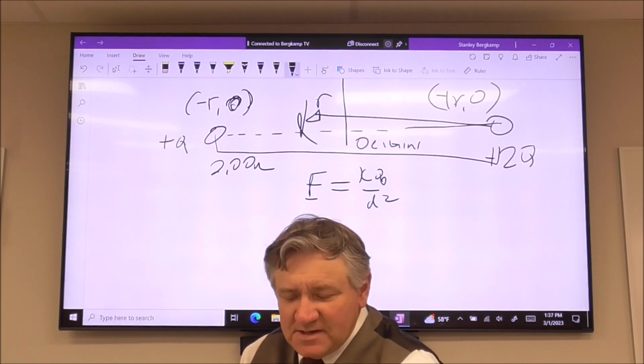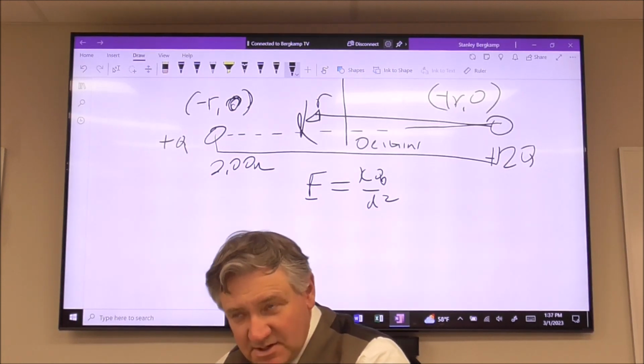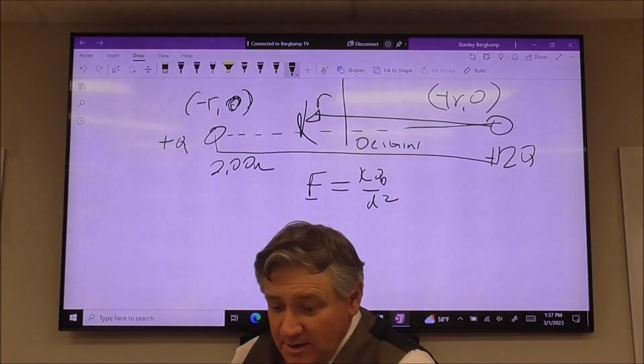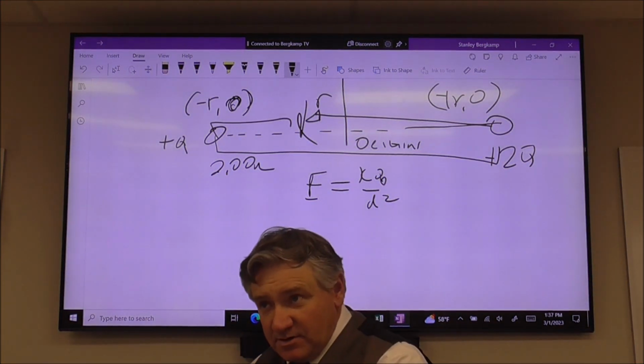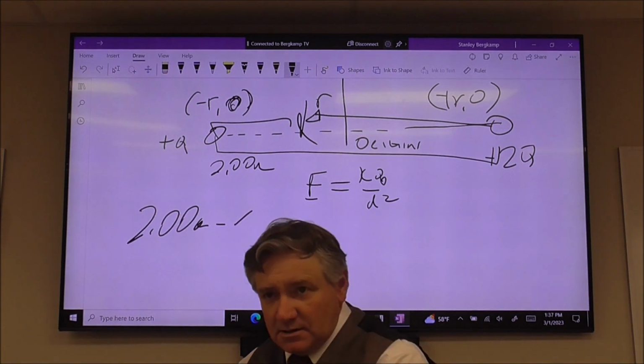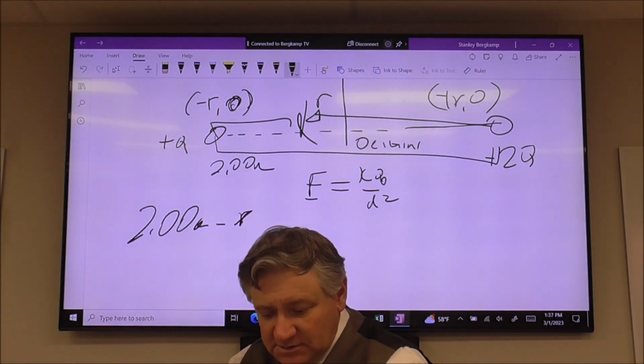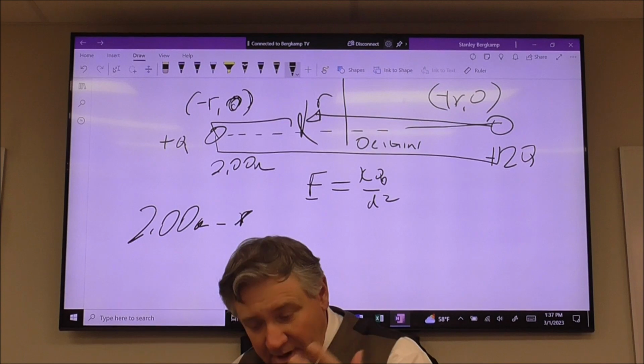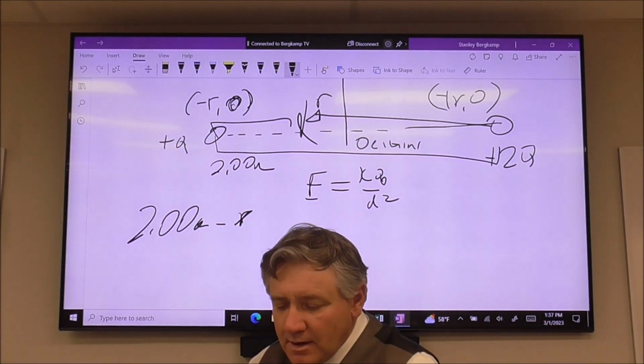So if you think the distance to where the electric field is going to go to 0 is going to be R, this distance over here is going to be 2 minus R. 2 meters minus R. Cool with that? Like the Lagrange point with the moon, balancing things out, right?